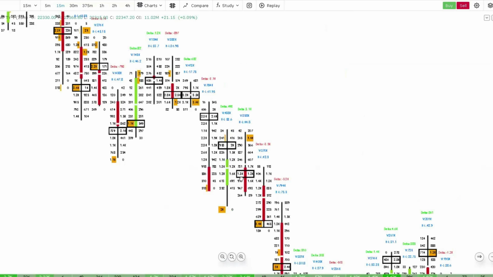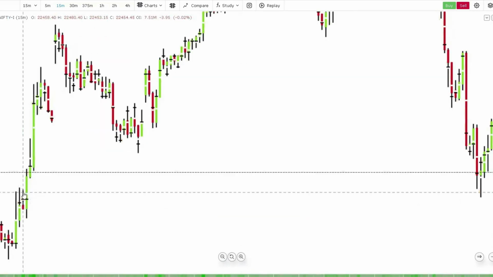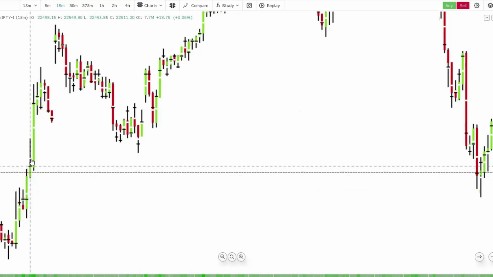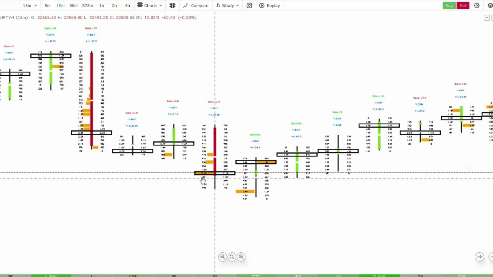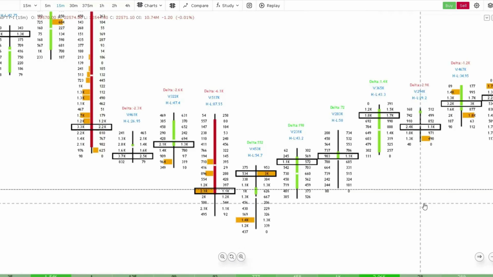So always draw these levels. There is a good demand zone here. Around the same point, there is a good absorption that has happened here. Good absorption. This is absorption, guys.